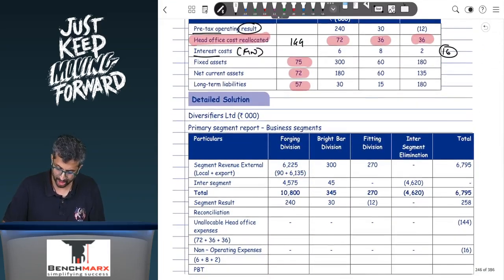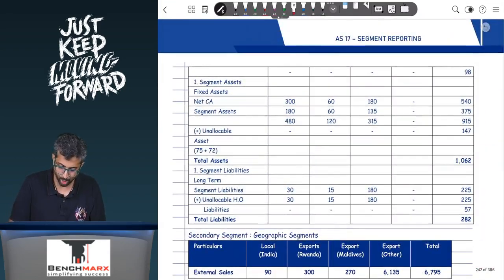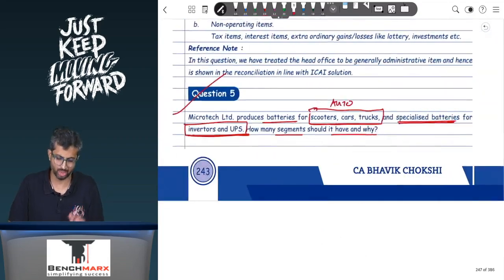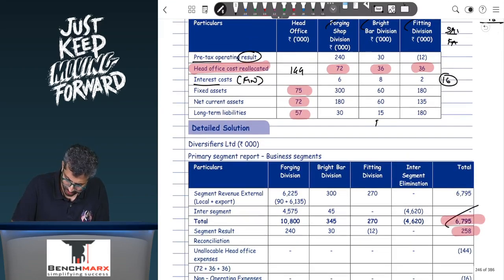So if I go to see over here, 6795 in total, and then profits of 98, all said and done, 258 minus all of these numbers, and you get your answer. Now you look at segment assets. When you look at segment assets, you will total up the fixed assets. So I will first total up my fixed assets for each of these. Let's say fixed assets, net current assets. So this will be the same.